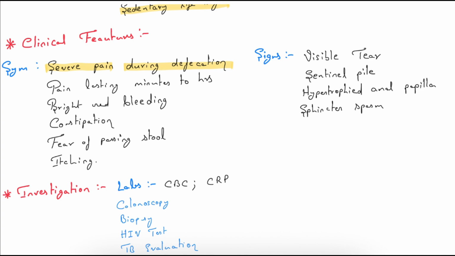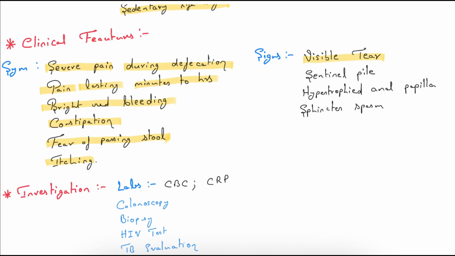Now the clinical features. Whenever a patient has anal fissure, the patient gets severe pain during defecation, and will describe it as a knife-stabbing pain. The pain lasts minutes to hours, and we can see bright red bleeding, constipation, fear of passing stool, and itching because of the tear irritation.